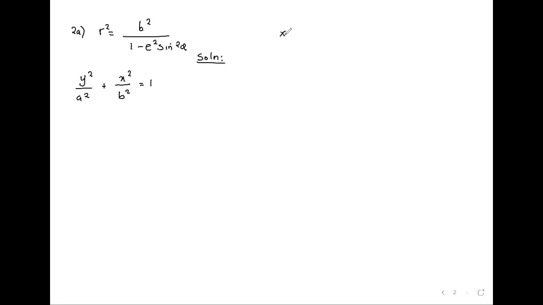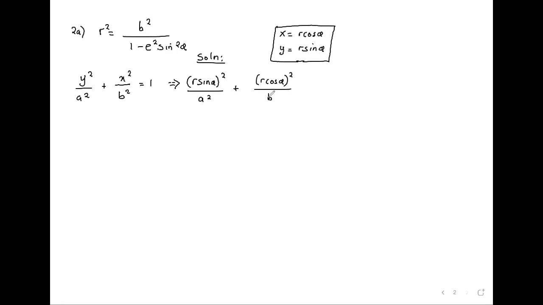Then we also know that x is equal to r cos theta and y is equal to r sine theta. This much we know. Because we know that is the case, when we come here, we'll say where there is y, we have r sine theta squared over a squared. Where there is x, we have r cos theta squared over b squared is equal to 1.